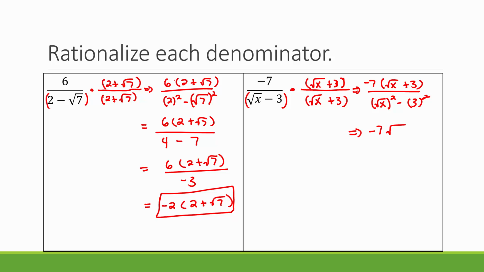So my numerator will stay like it is. My denominator, I'm going to simplify that. The square root of x squared is x. 3 squared is 9. There's no way I can simplify that any farther. So that's my answer.